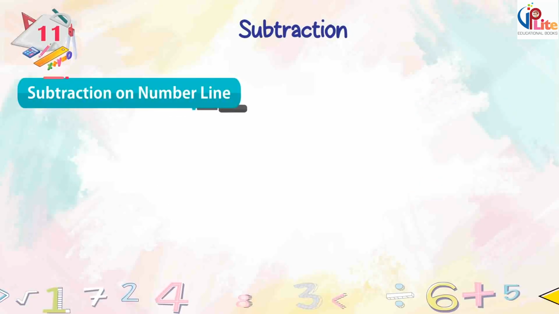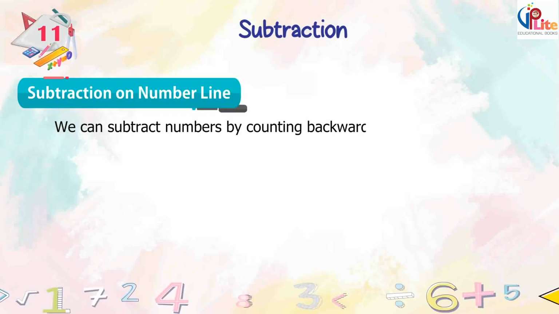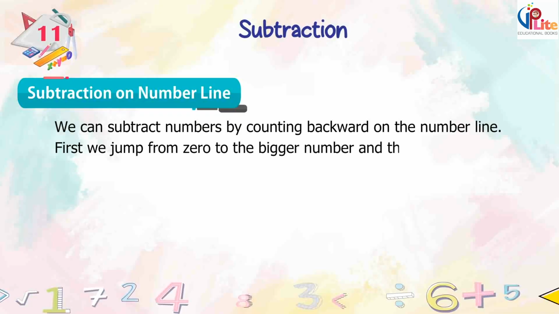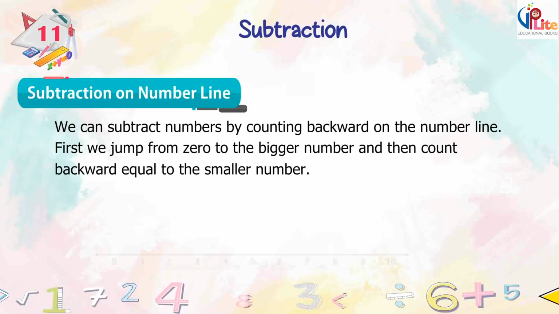Subtraction on number line. We can subtract numbers by counting backward on the number line. First we jump from 0 to the bigger number and then count backward equal to the smaller number.